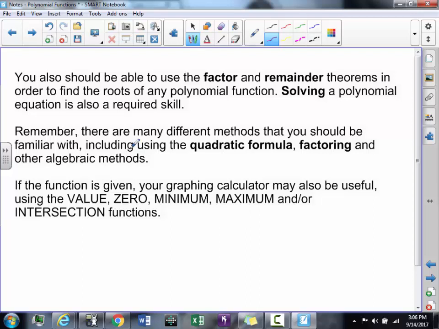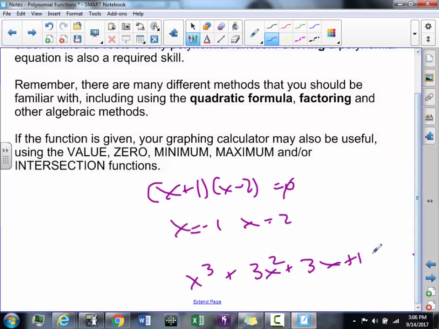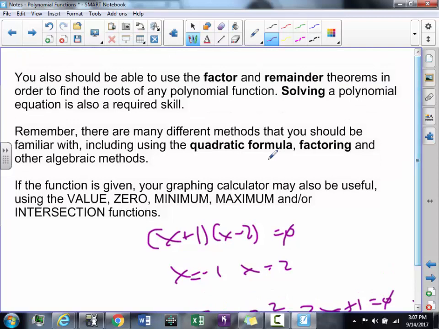So if I gave you (x + 1)(x - 2) = 0, can you solve that? Okay, right. If I gave you x^3 + 3x^2 + 3x + 1 = 0, could you solve that? It may not be fun, but you have the skills to, right? Okay. Well, there's other things I have to point out here. Don't forget you have the quadratic formula and you have factoring.